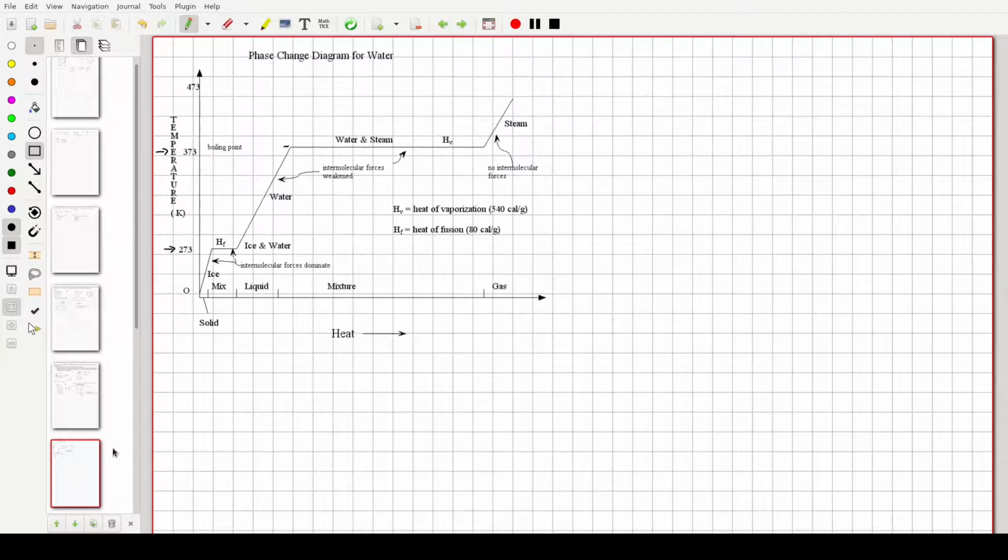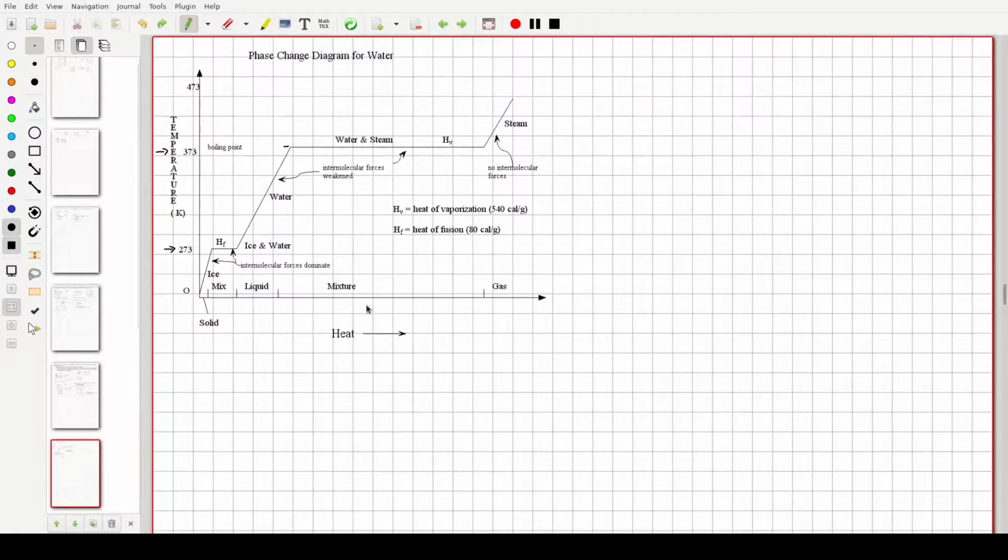Now, the next thing I want to do is to talk about what happens when you add heat and you don't get a change in temperature. That occurs during what's called phase transitions. Now this right here is a phase change diagram for water. We start with ice.